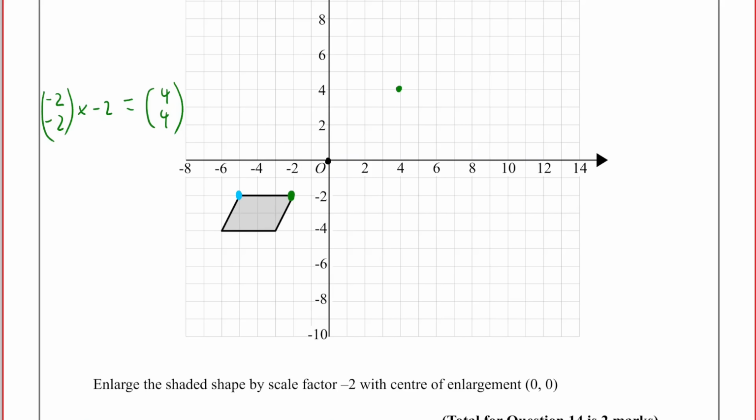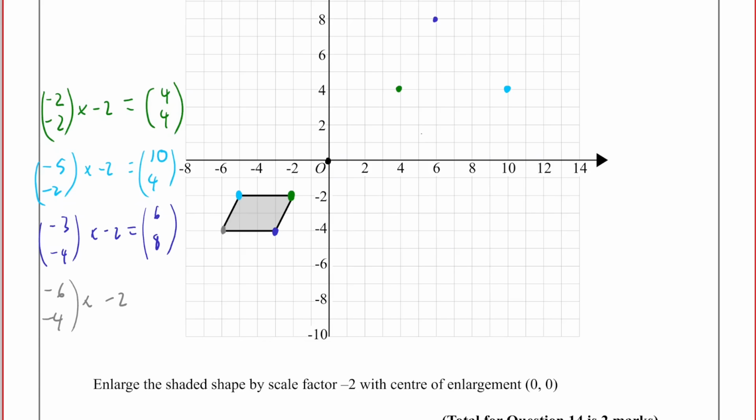Another point, if we go back 5 down 2, and we times that by -2, we'll be going forwards 10, up 4. If we have back 3 down 4, and we times it by -2, we're going forward 6, up 8. And back 6 down 4, times negative 2 is forwards 12, up 8.